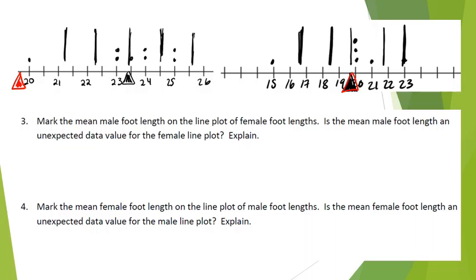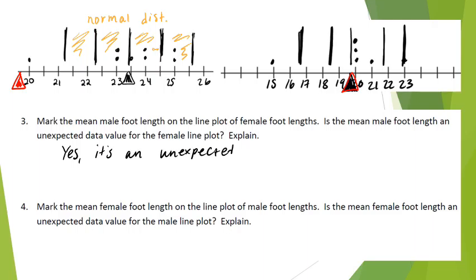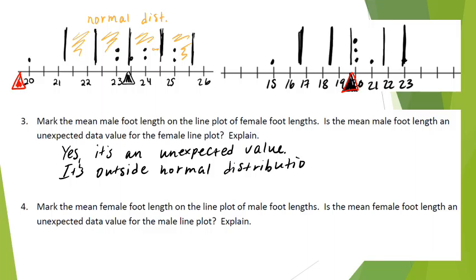Well, do you remember today in class we talked about how if the data values are within 2 MADs of the mean, then it's within what we call the normal distribution. And so if I look at what's here, I'm noticing that the mean for the male students is outside of the normal distribution for the female students. So in this case, I'm going to say, yes, it's an unexpected value. And this has to do with it being outside the normal distribution. Now, that does not mean it couldn't happen. It just means that it's less likely to happen.